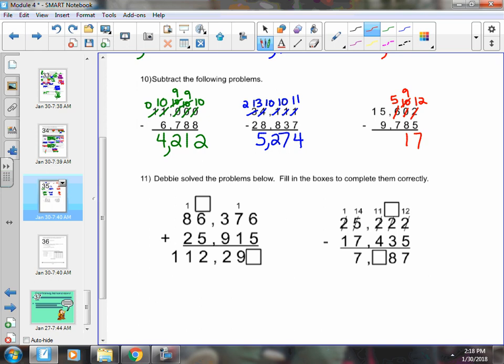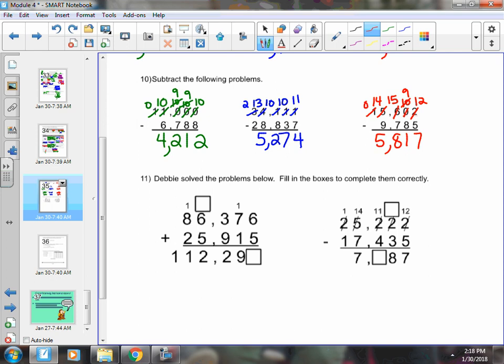I can't do 5 minus 7, so take one of my thousands, break it up into 10 hundreds, add it to the 5 that are already there. I can't do 4 minus 9, so take one of my ten thousands, break it up into 10 thousands, add it to the 4 that are already there.